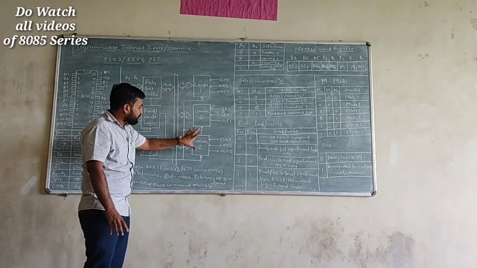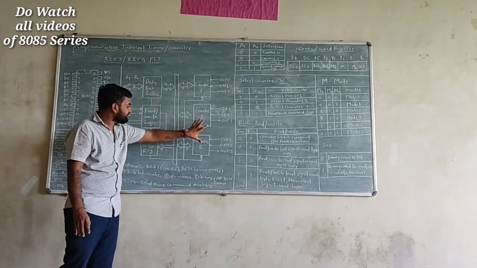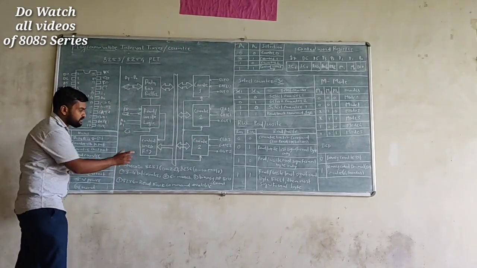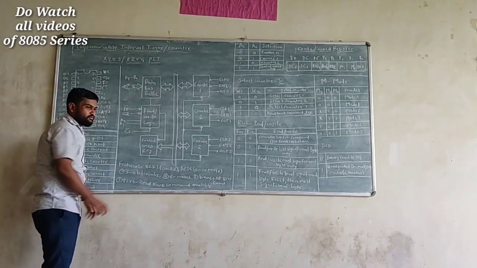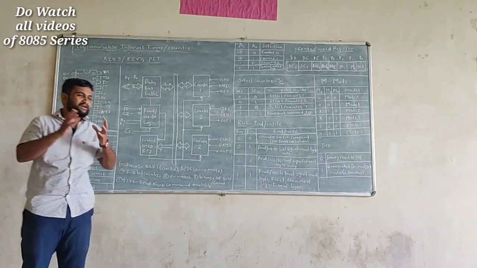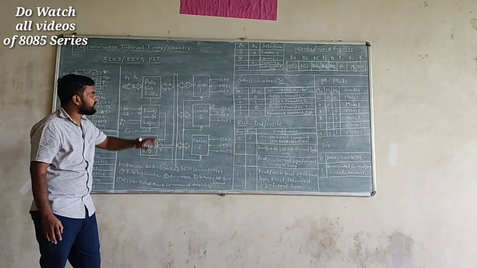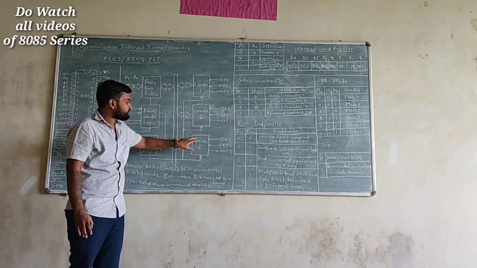Now all these counters, counter 0, counter 1 and counter 2, are internally connected with the control word register. What the control word register means is what we are going to discuss in this video. The control word register plays a very important role in selecting each counter.